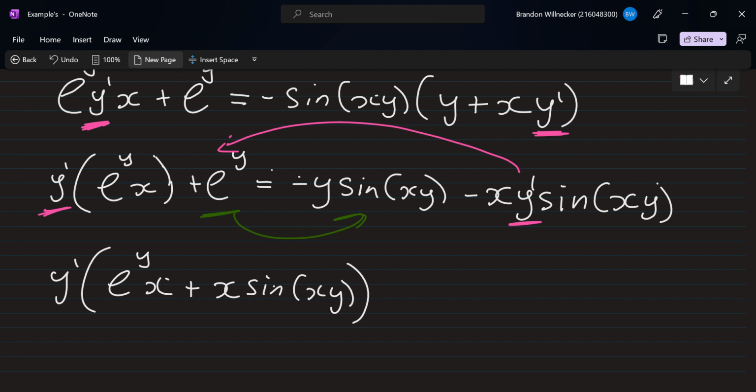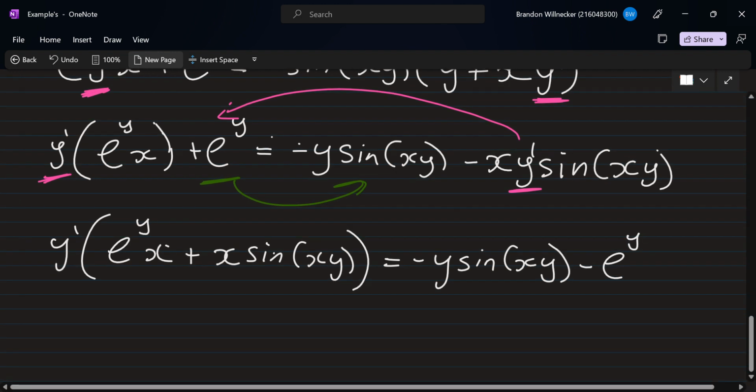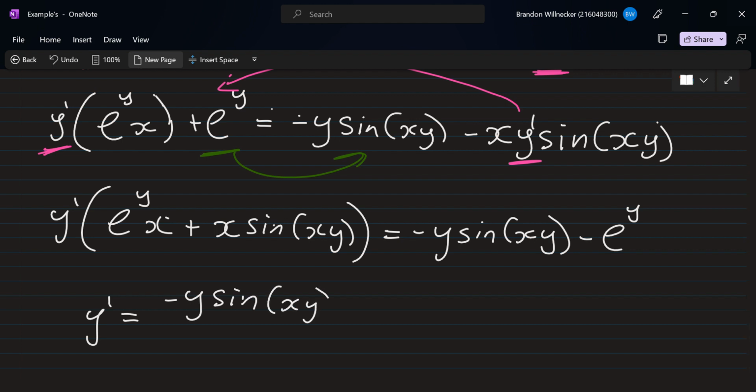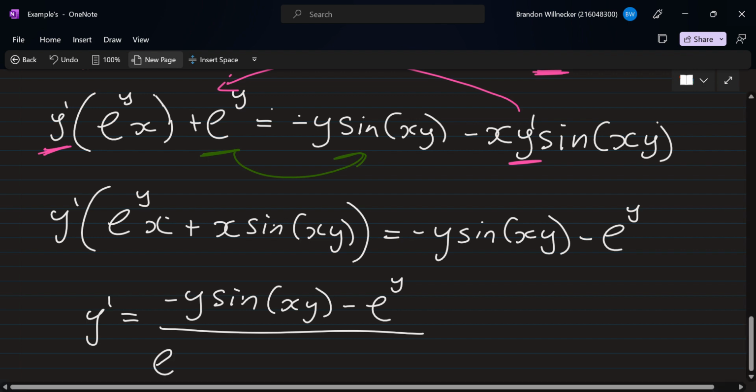So that takes care of that. And then on the other side, we have minus y sine xy. Then the plus will become a minus, so minus e to the y. Then we can divide through, and we're done. So y prime will be minus y sine xy minus e to the y over e to the y times x plus x sine xy.